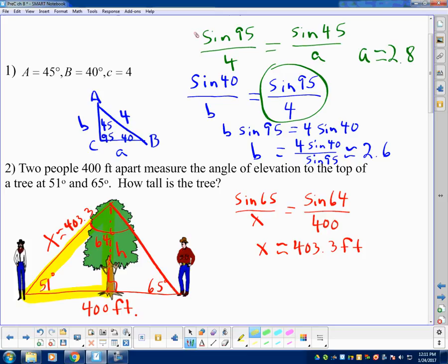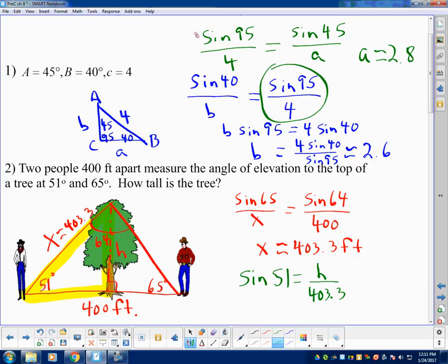Okay, I now have the hypotenuse of that highlighted right triangle on the left. So I can go ahead and find the h. I have the hypotenuse, and the h is the opposite. Which one of sine, cosine, or tangent involves opposite and hypotenuse? Sine. So sine of 51 equals opposite h over hypotenuse 403.3. And then you'll cross multiply and solve for h.